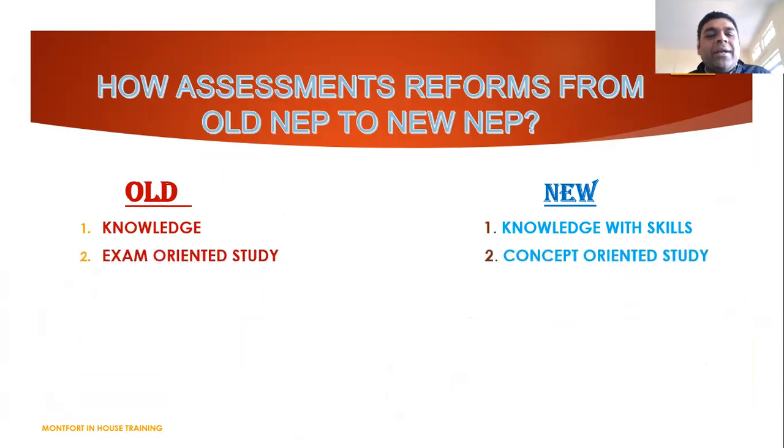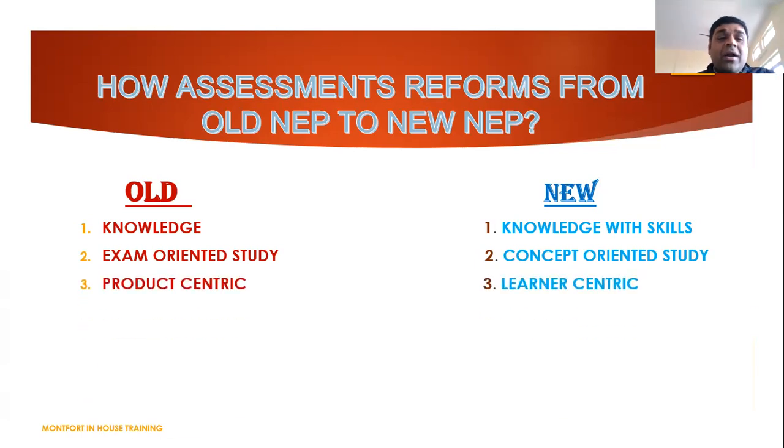Next is exam oriented study. Earlier it was only exam, and through examination only we judged any student, but now it is concept oriented study. We are seeing the student's concept. Yes, his concept is exactly very good. If he got 80% marks and others are getting 90%, it's okay, let it be. But his concept is really very good.